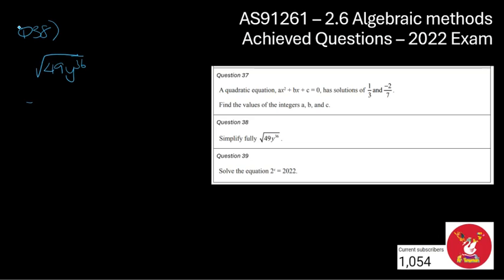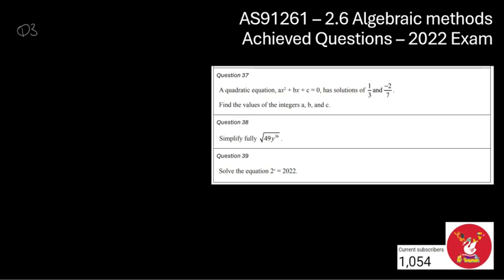So my step here is I first split up my surd. So I'm going to do the square root of 49 times the square root of y to the power of 36. The square root of 49 is just going to be 7. And this one here, I'm going to change its form a little bit. The square root I know is a power of 1/2. So it's going to be y to the power of 36 to the power of 1/2. And we can multiply these powers out. So my answer here is going to be 7y to the power of 18.